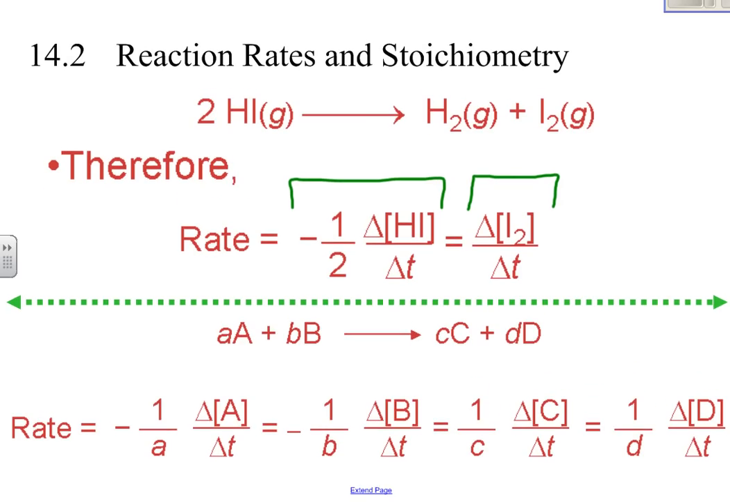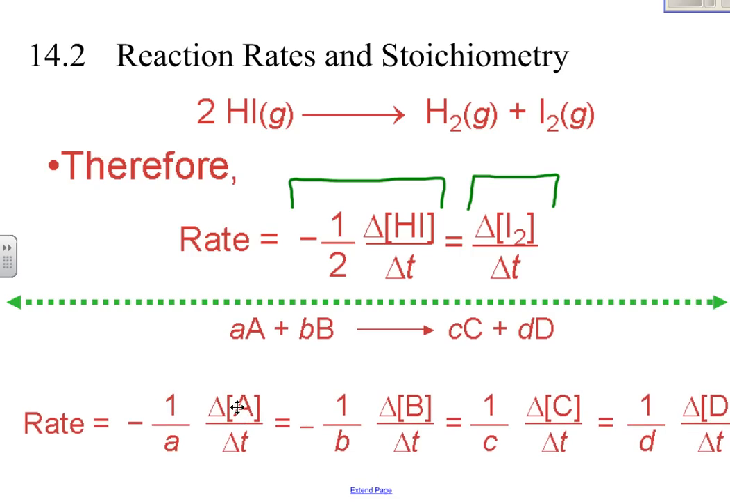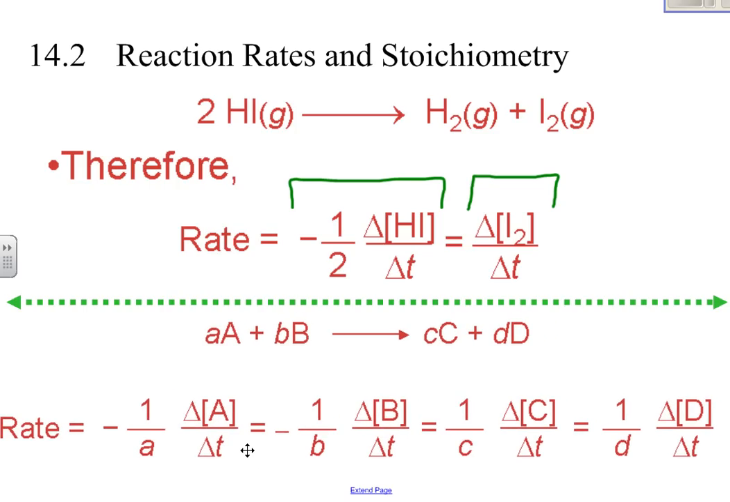Looking below here, we have then a general formula for this. If you have a generic reaction aA plus bB going to cC plus dD, the rate of the reaction would be equal to negative 1/a times the change in concentration of A over change in time, and so on for the other ones. Again, keep in mind that the negatives are for the reactants because their concentrations are going to decrease over time, whereas the products' concentrations will increase.